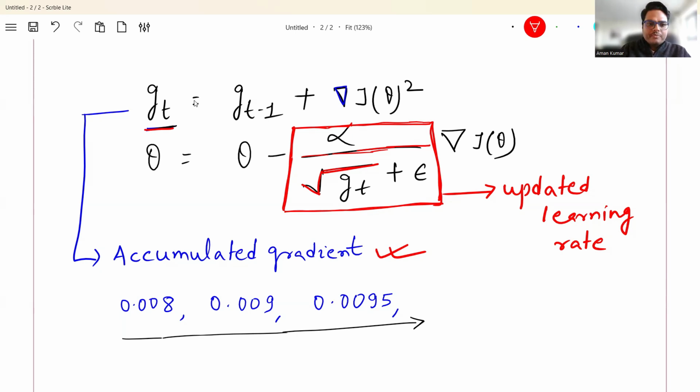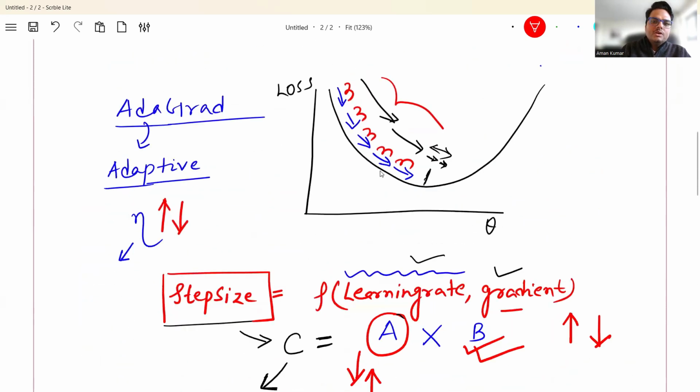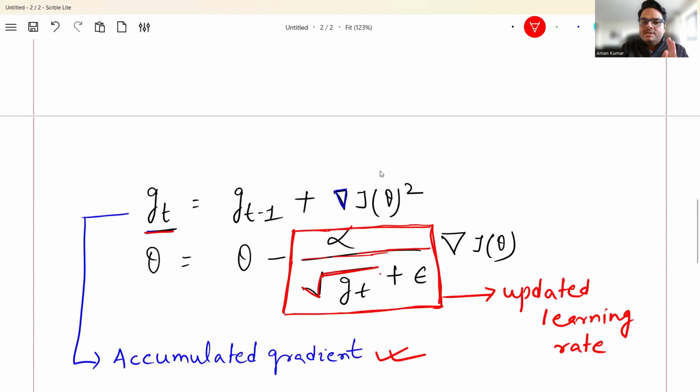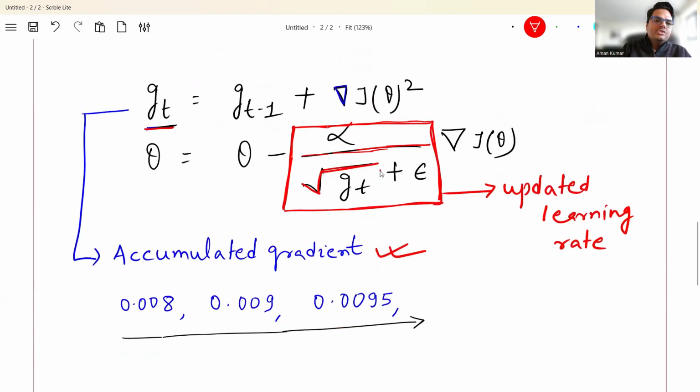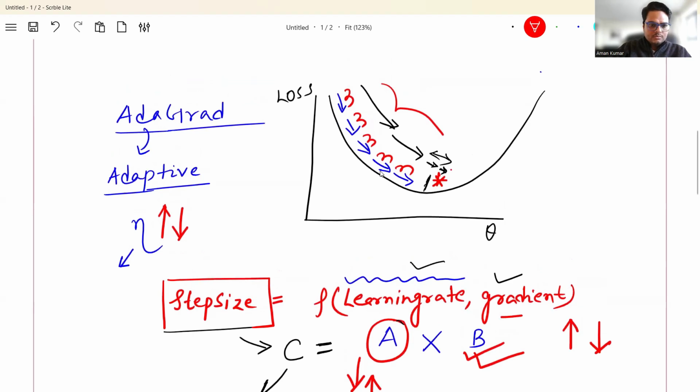That will give you a benefit when you come to this diagram here and reach something like this point. Your accumulated gradient will be high, hence your learning rate will be low. So your step size will automatically adjust accordingly. That is why we call it Adagrad, that is, adaptive gradient.